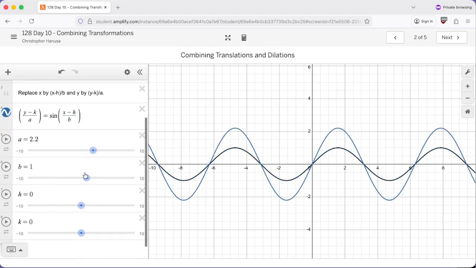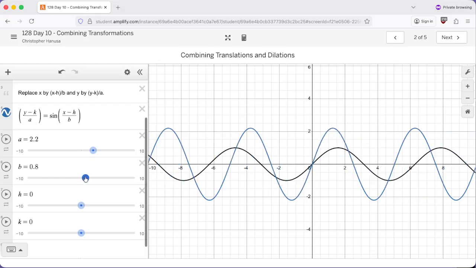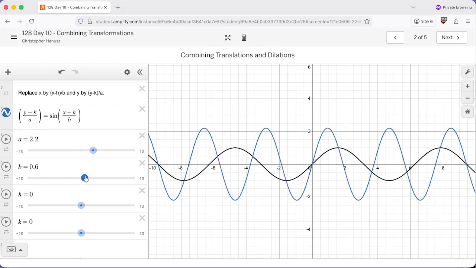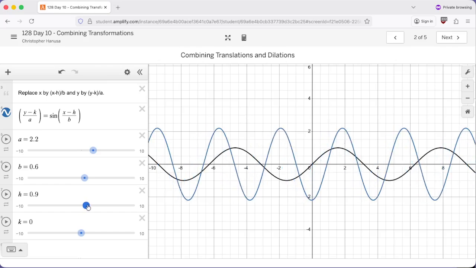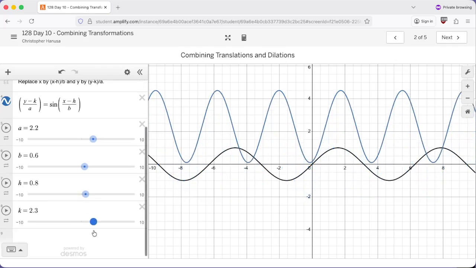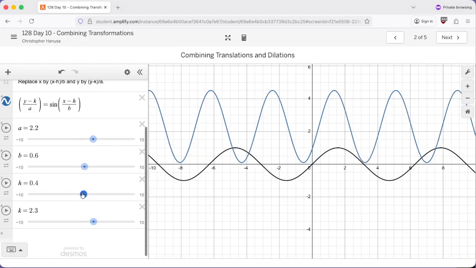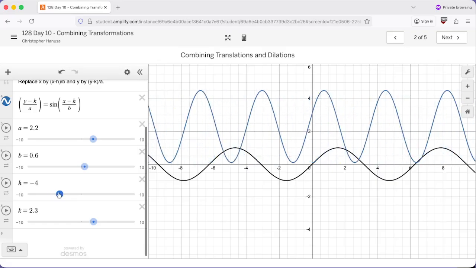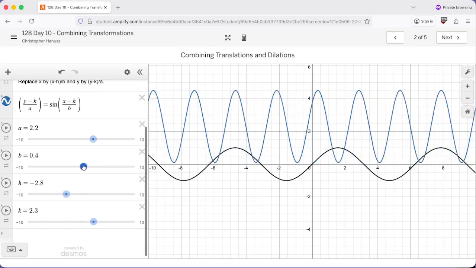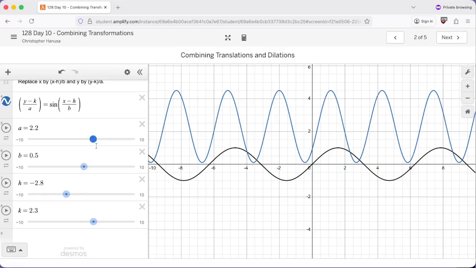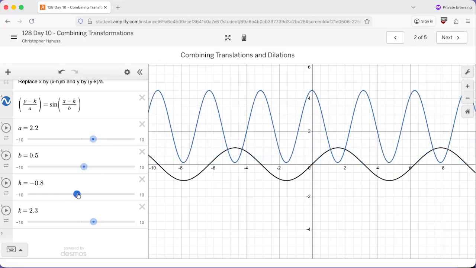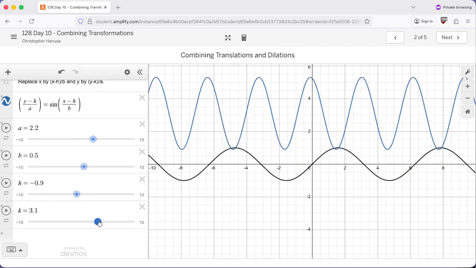And now we can move a and b to change the dilations, and h and k to move things around. So there we go. So now we can move these things around. Let's make b 1.8, and then we'll go up. And then you can actually see it bounces down, it hits the curve, bounce, hits the curve, bounce, hits the curve. Yeah, you can play around with that.